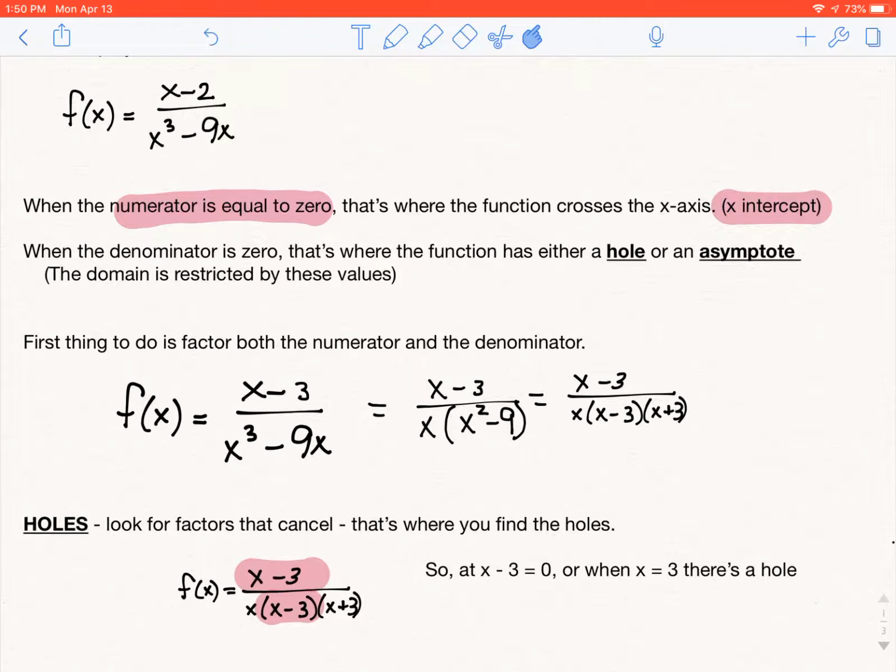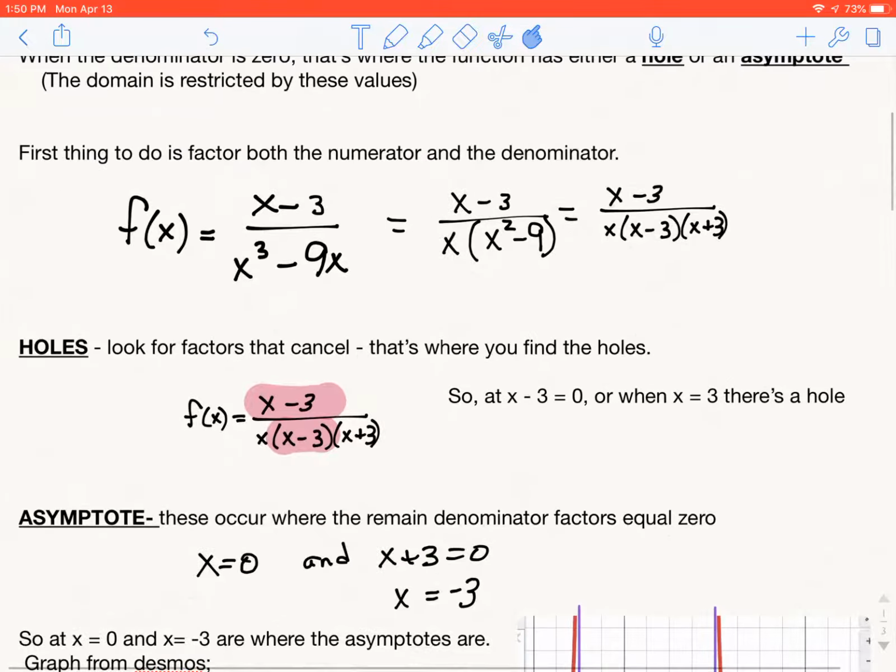All right, our focus today is holes and asymptotes. When the denominator is 0, then your function could either have a hole or an asymptote, depending on what's going on. So here's an example. f of x equals (x minus 3) over (x cubed minus 9x). So the first thing you do is factor. You factor both the numerator and the denominator. So I've already done this.